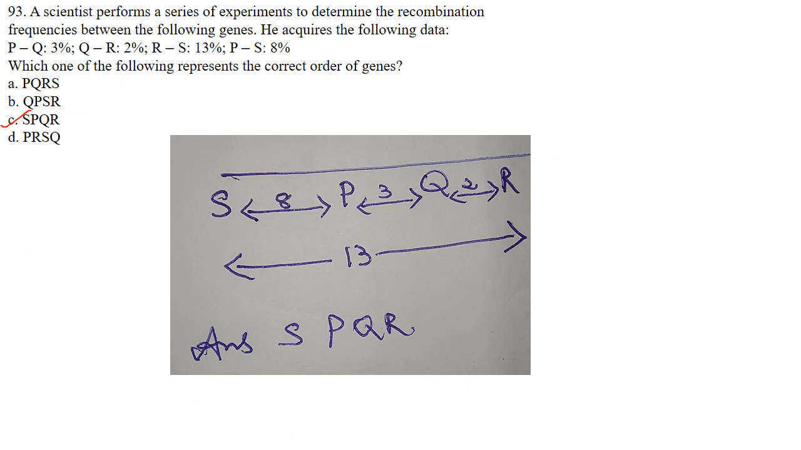Next one. A scientist performs a series of experiments to determine the recombination frequencies between the following genes. He acquires the following data. Which one of the following represents the correct order of the genes? So I have done it. You can just go through that. The answer is SPQR.